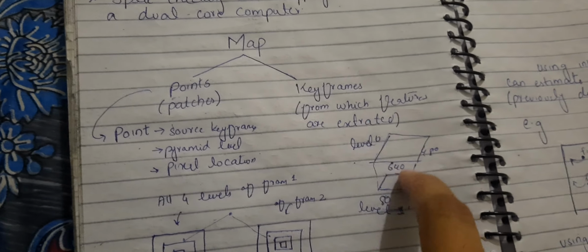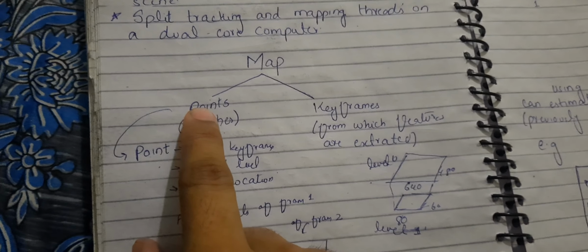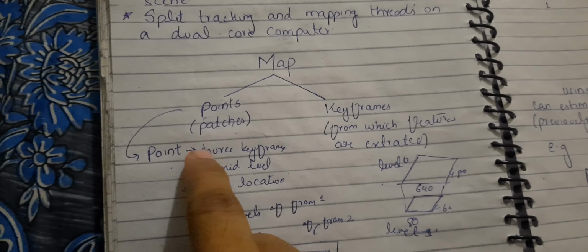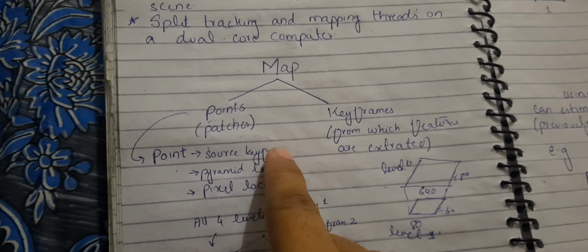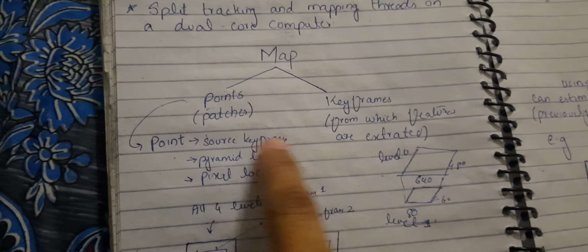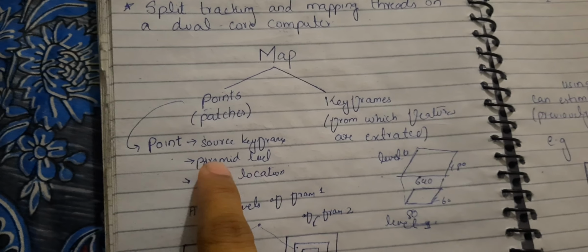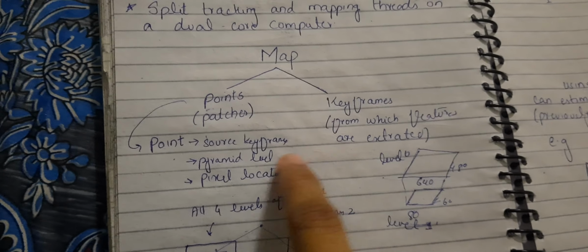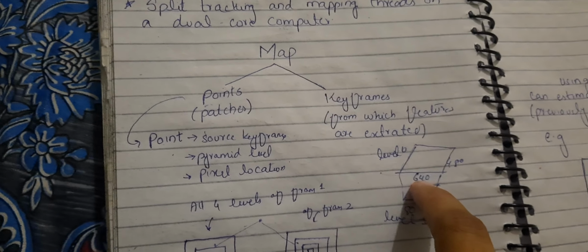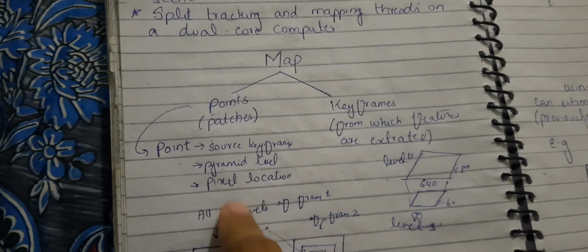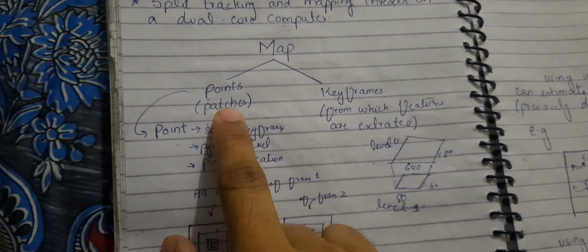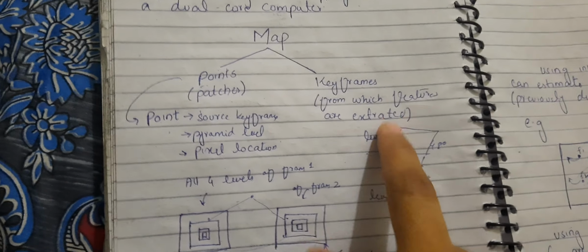Now the extracted features are called points, and every point will know its source keyframe, obviously, like every feature will know which keyframe it is coming from, and it will know which level of this keyframe it is coming from, and then it will also know the exact pixel location within that particular pyramid level. So each point has these three pieces of information as well. So in mapping, you have keyframes as well as points, and points are obviously coming from keyframes.